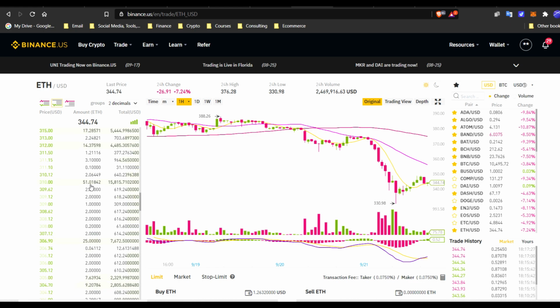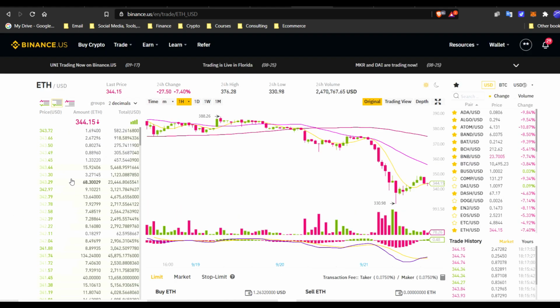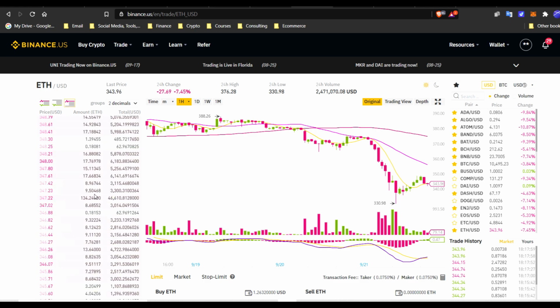Isn't that crazy? So 51 Ethereum, that's an equivalent to $15,815. So these are all the limit orders that are set on an exchange that are purchases because they're green, they're buys, they're going to push the price up ideally in due time. Now we can click this, and this is the red. This is the sell order.